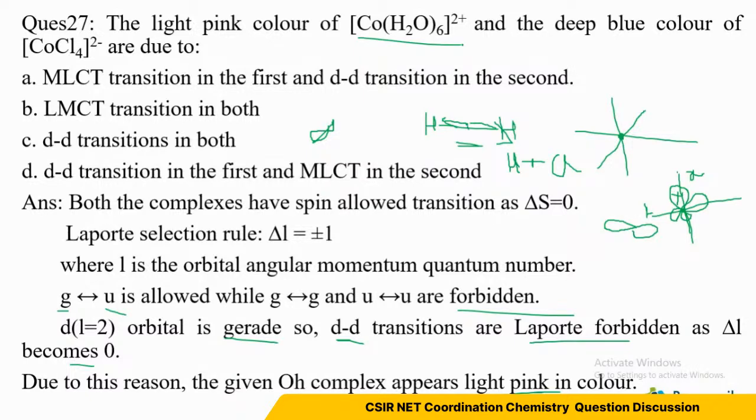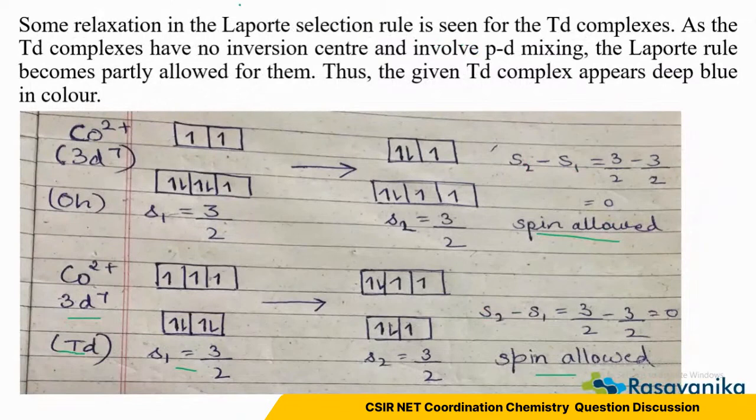Now, if you see here, some relaxation in the Laporte selection rule is seen for the tetrahedral complexes, that's the CoCl4 2- complex. As the tetrahedral complexes have no inversion center, you know that, right? It has no inversion center. Now, if we talk about CH4, for example, or any other tetrahedral complex you can take, tetrahedral has no inversion center. Wedge, you know about this wedge and dash, right? Wedge is coming towards you and this dash is going away from you.